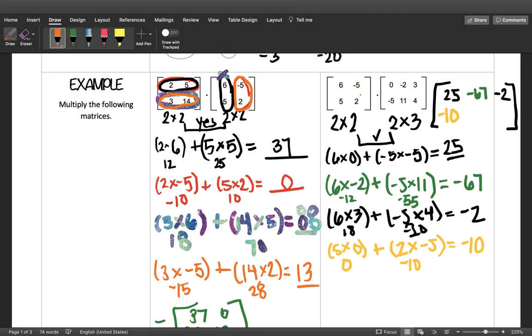Okay, let's do second row, second column. So 5 times negative 2 plus 2 times 11. So 5 times negative 2 gives me negative 10. 2 times 11 gives me 22. So 22 minus 10 is going to give me 12. So that is my second row, second column.